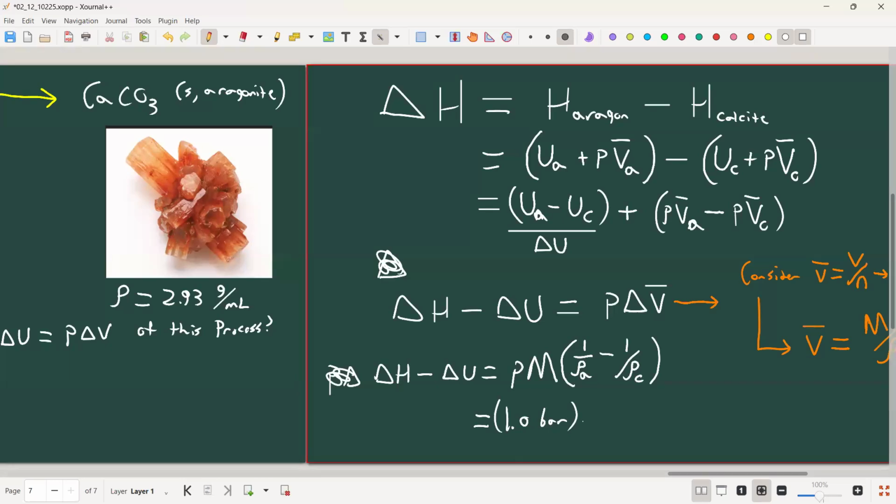We have things in terms of milliliters and volume in terms of meters and stuff. We can't use bar. We need to convert bar into standard units of pressure, which is pascals. 1 bar is 10 to the 6 pascals.